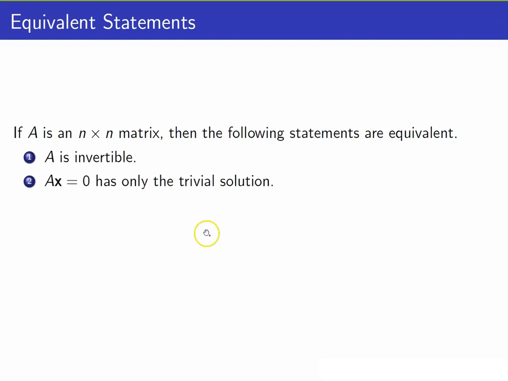So number one, A is invertible if and only if AX equals 0 has only the trivial solution. Let us recall that if you have a homogeneous equation, then the only two possibilities are, first, it has only the trivial solution, and the other one is that it has infinitely many solutions. In this case, if A is invertible, the only solution would be the trivial solution, or X is equal to 0. Again, why is that? Because when you multiply A inverse on the left, you get that X is equal to 0.